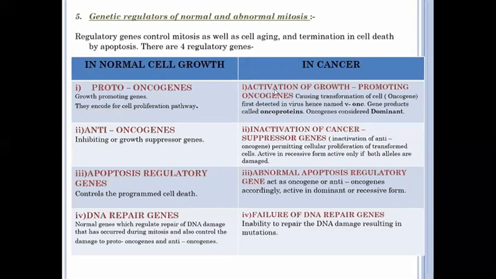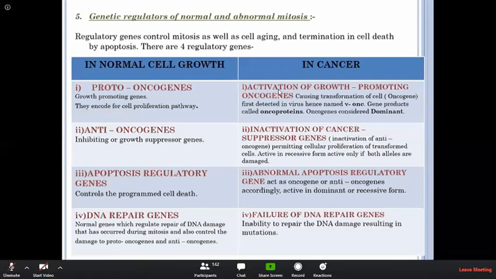The second gene is inactivation of the cancer suppressor gene. So here the inhibition of the anti-oncogenes will permit the cellular proliferation of the transformed cells, active in recessive form. They will be active only if both alleles are damaged.